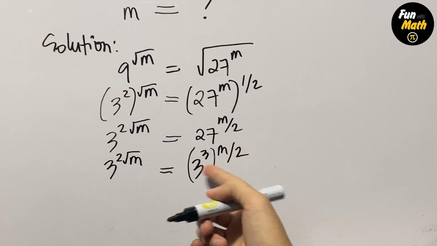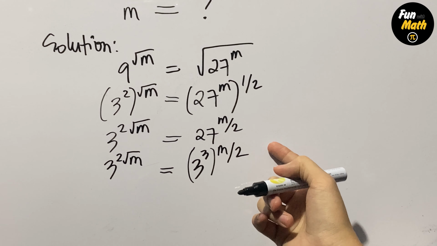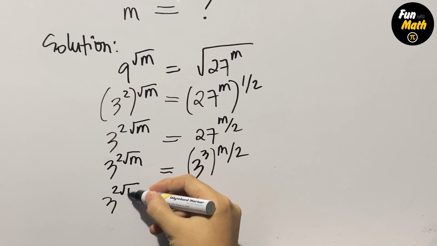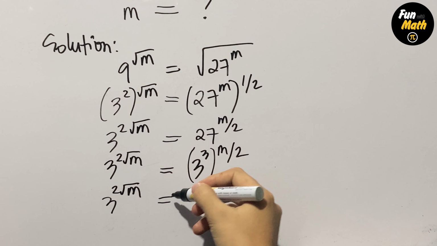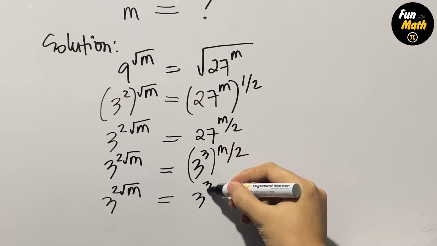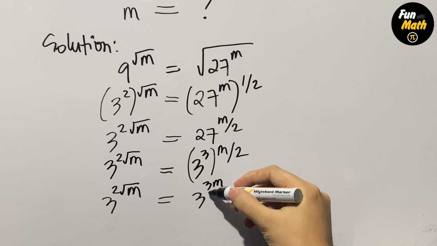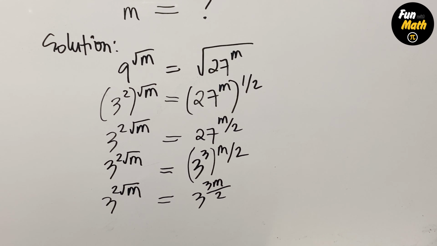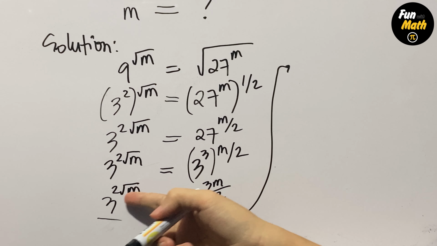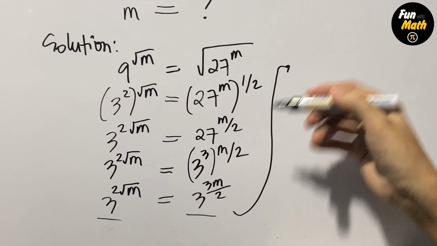The next is, let's multiply a power to a power. So that is 3 to the power of 2 square root of m is equal to 3 to the power of 3 times m, that is 3m over 2. Now they have the same base, 3 and 3. And that means we can equate the power according to the rule.